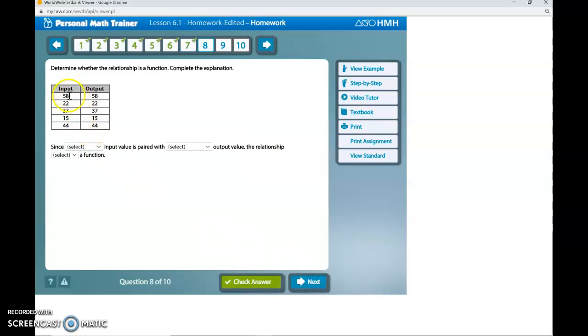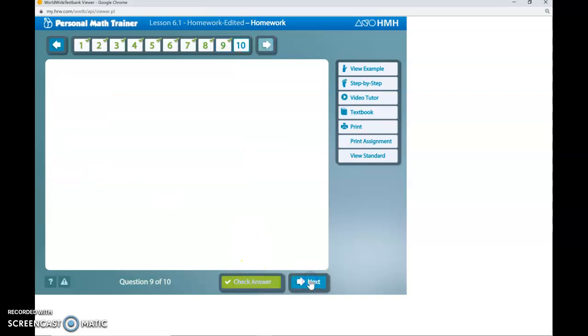Same thing here. I have 58, 22, 37, 15, 44. It looks like none of those are repeating, so each one is paired with only 1, and the relationship is a function. Here I have 14, 9, 24, 34, 9. The 9 and the 9 are repeating, so at least 1 is paired with more than 1, so it is not a function since my 9s are repeating.